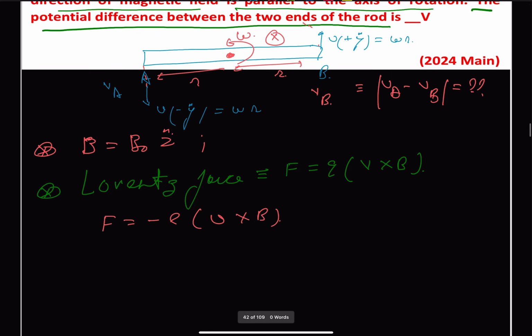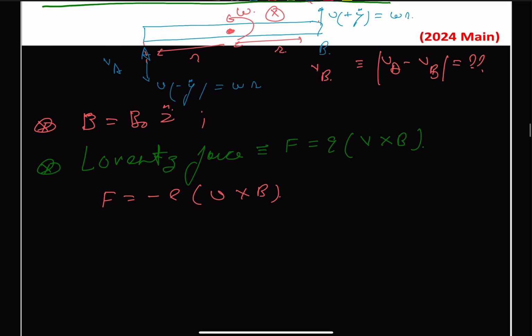Therefore we can say that for point B, our V cross B will be equal to this. We have V unit vector Y cross B unit vector Z, and we get this will be equal to VB, and we get this as our X unit vector.